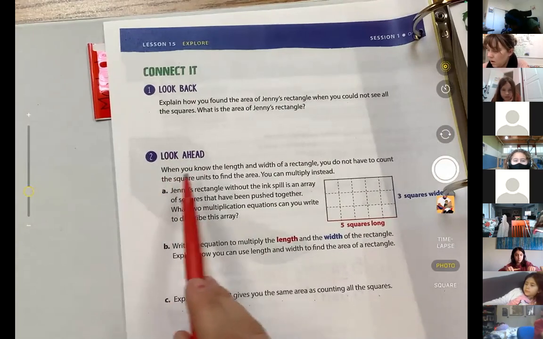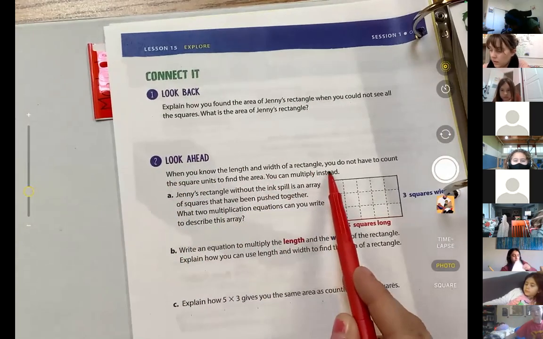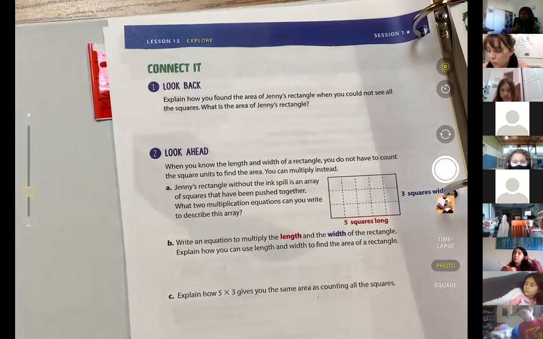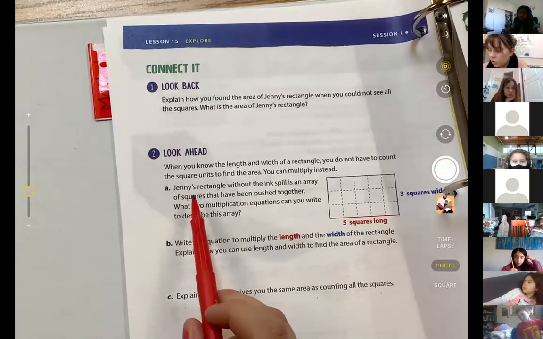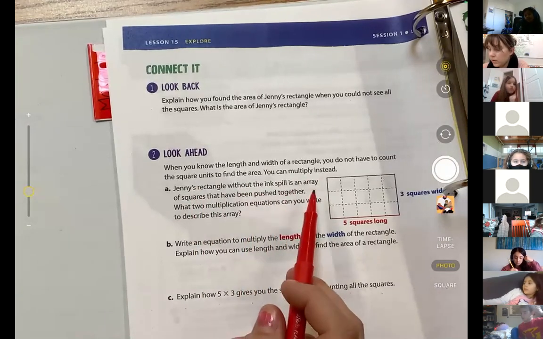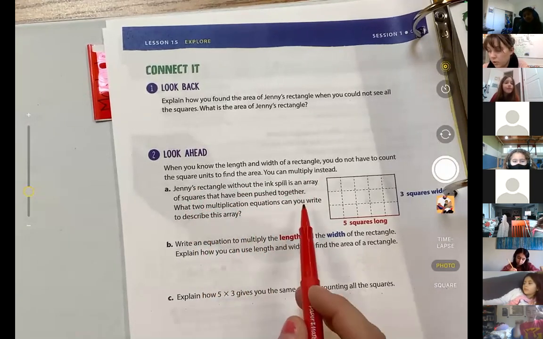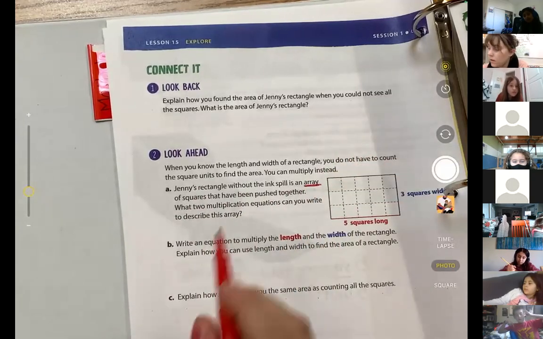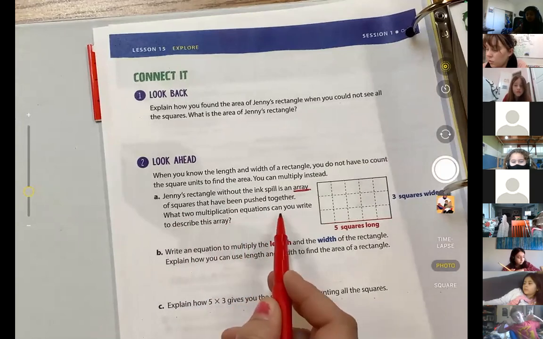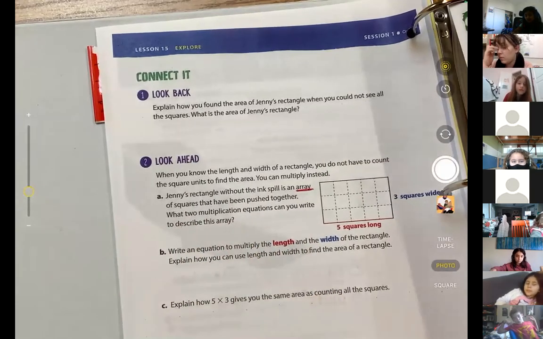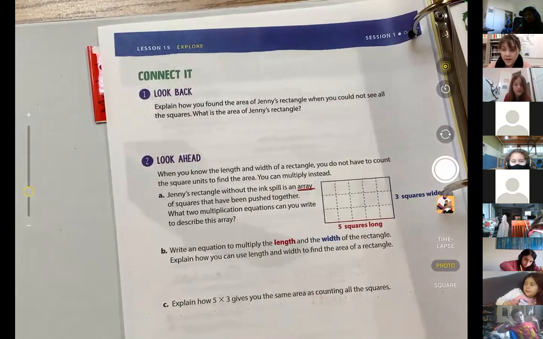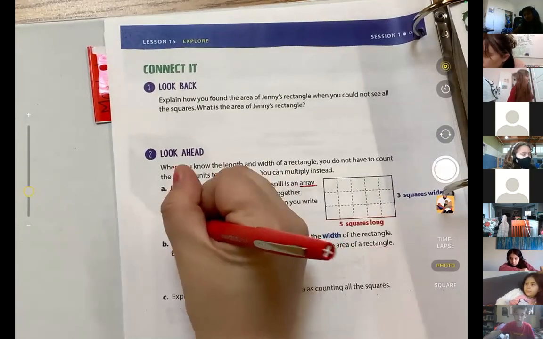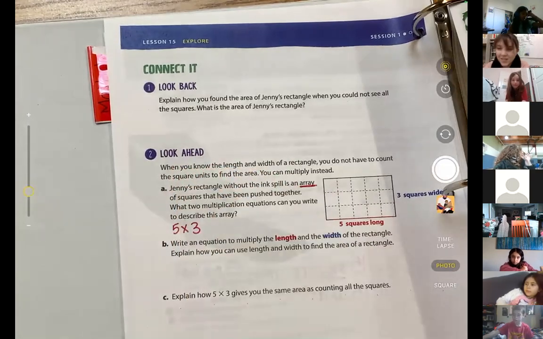Next thing says, when you know the length and width of a rectangle, you do not have to count the square units to find the area. You can multiply instead. Jenny's rectangle without the ink spill is an array of squares that have been pushed together. Here's a word we've learned before, array. What 2 multiplication equations can you write to describe this array? We did one. Somebody tell me which one did we do on that side? We did 5 times 3. What's the other one we could do?